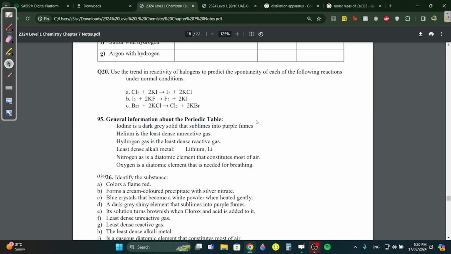Iodine is a dark gray solid that sublimes into purple fumes. Okay, iodine is a solid. It's dark gray. You also have to know the states for the halogens, if you remember. Helium is the least dense, unreactive gas. Since it's a noble gas, it's unreactive. But if you want the least dense in general, it's hydrogen. Hydrogen is the least dense reactive gas. The least dense alkali metal is lithium because it's all the way at the top. Li is the first alkali metal. Nitrogen is a diatomic element that constitutes most of air. Oxygen is diatomic and needed for breathing.